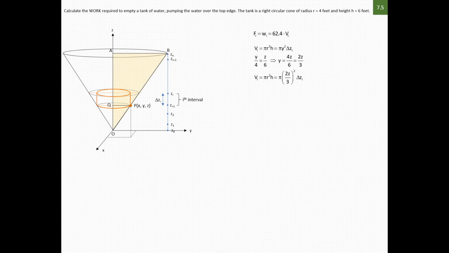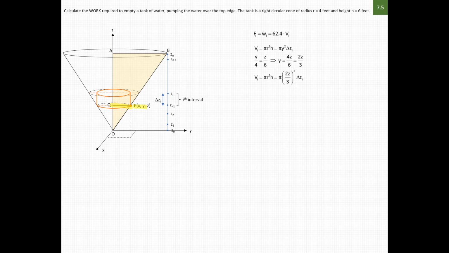To find the volume of the cylinder, let's consider a point P of coordinates x, y, z on the bottom of the right circular cylinder. It follows that the radius of the cylinder equals y. From P to the z-axis, we measure y. As I started with a partition on the z-axis, the definite integral that calculates work will be with respect to z. Therefore, I need to express the volume of the cylinder as a function of z.